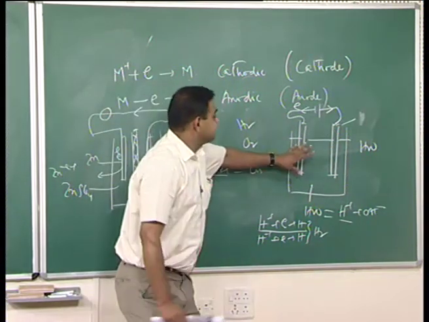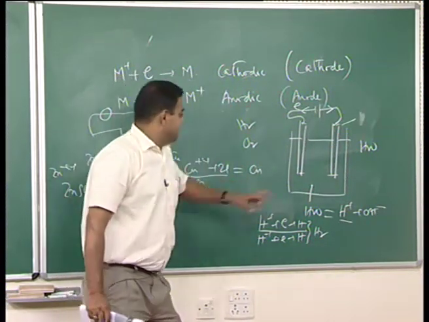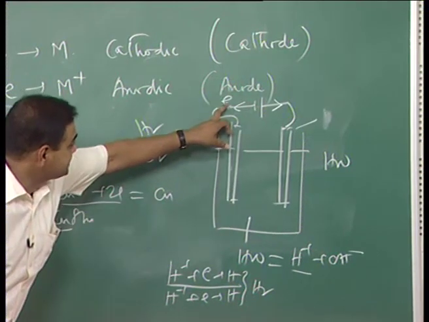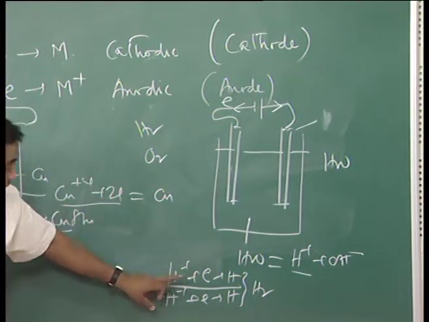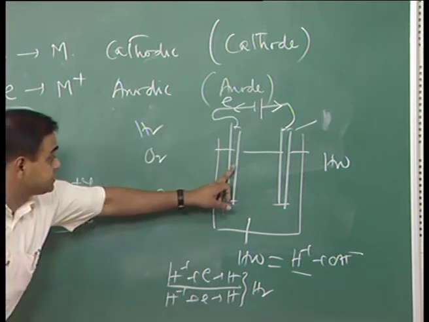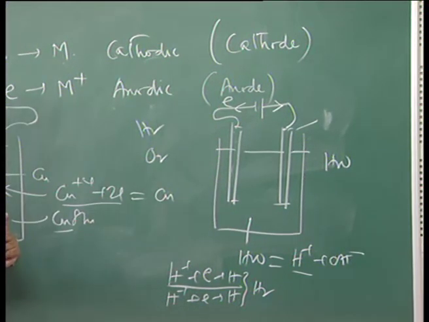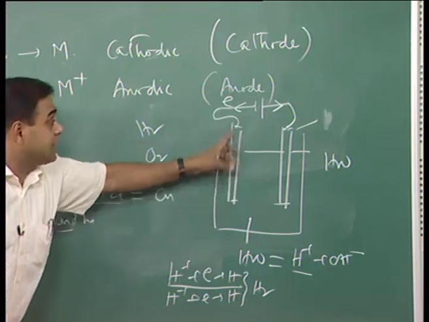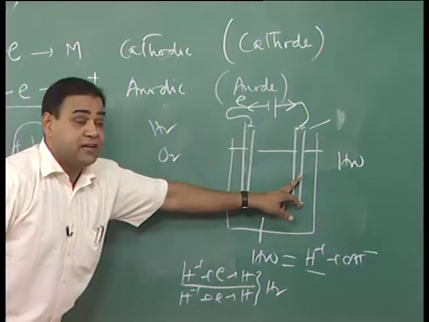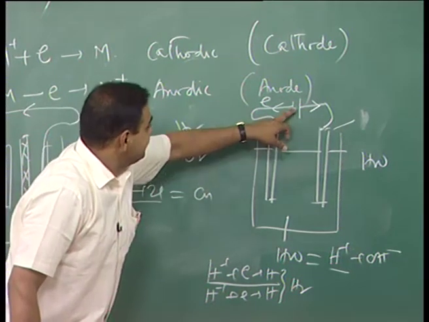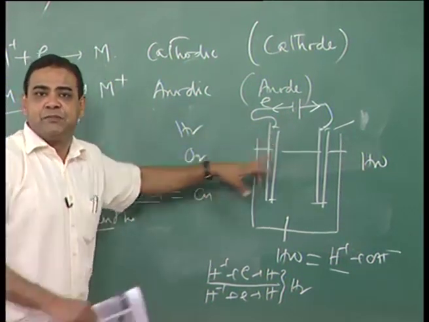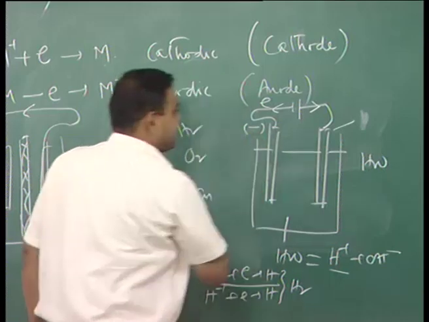So which one is the cathode here? The electron is coming here, so this electron will be taken care of by this reaction, and this is a cathodic reaction, so this electrode is the cathode. Now if this electrode is the cathode, the other reaction will occur at the other electrode, and there oxygen will generate. Here this is the negative terminal because it is connected with the negative terminal.